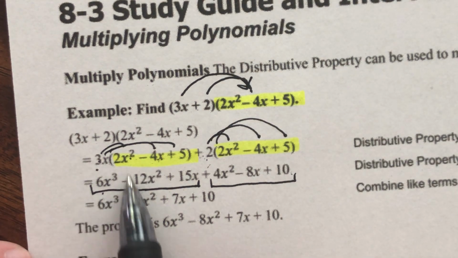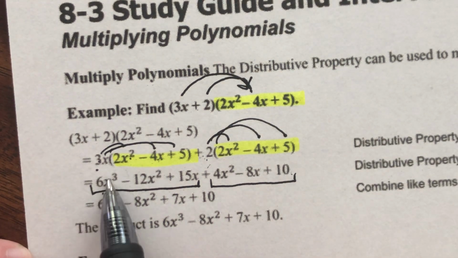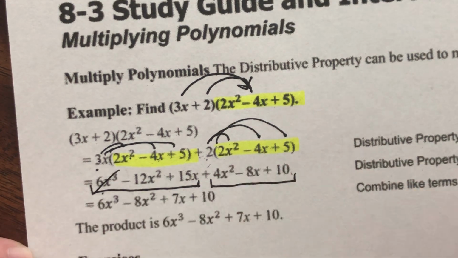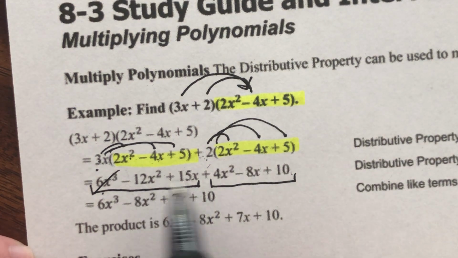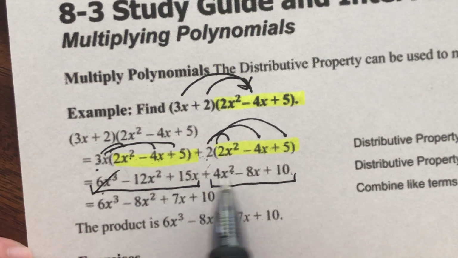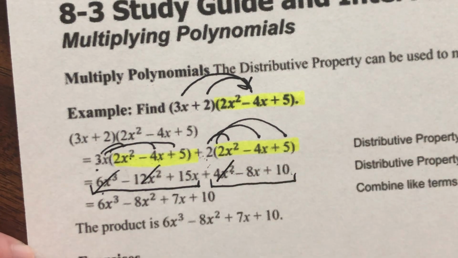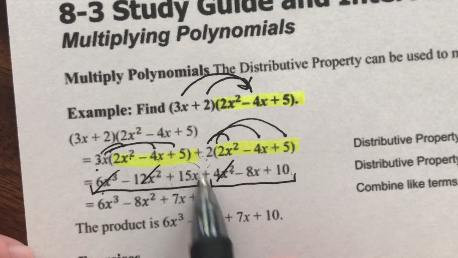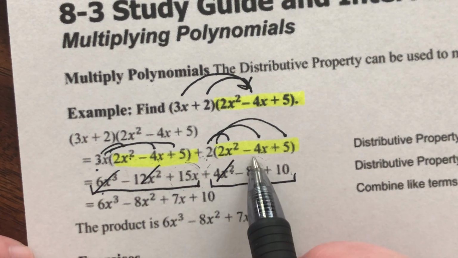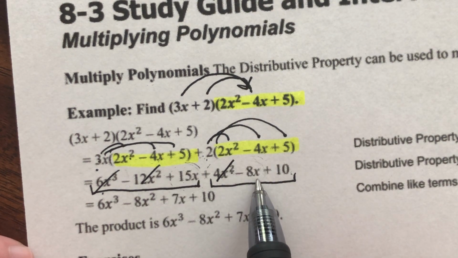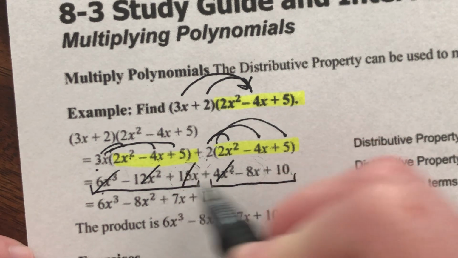So there's only one term that has x to the third. So that stays 6x to the third. Used it, done. Then I've got two terms that are x squared. So negative 12x squared plus 4x squared. Negative 12 plus 4 is negative 8. And then we still keep that x squared. And then I've got an x term here and an x term here. 15x minus 8x is 7x.